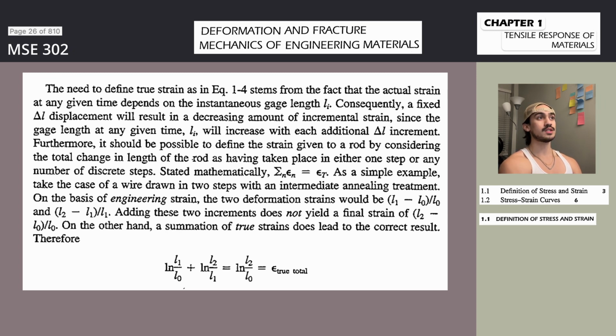Furthermore, it should be possible to define the strain given to the rod by considering the total change in length of the rod as having taken place in either one step or any number of discrete steps. Stated mathematically, the sum of epsilon sub n is equal to epsilon sub t.